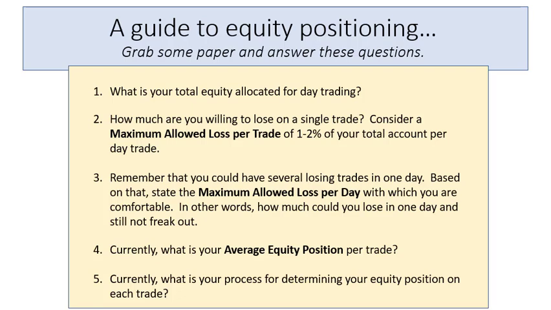Number 4, currently what is your average equity position per trade? So, just right now, what are you using? You may have it preset in your trading platform, but write that number down, what you're doing currently. And number 5, currently what is your process for determining your equity position on each trade? You may have some things already in mind that you're doing, and it may not be written down, it may not be real concrete or specific, but if you have a process, think about that for a second and write that down. You can always pause the video to answer these questions before we move forward. It's probably a good idea.